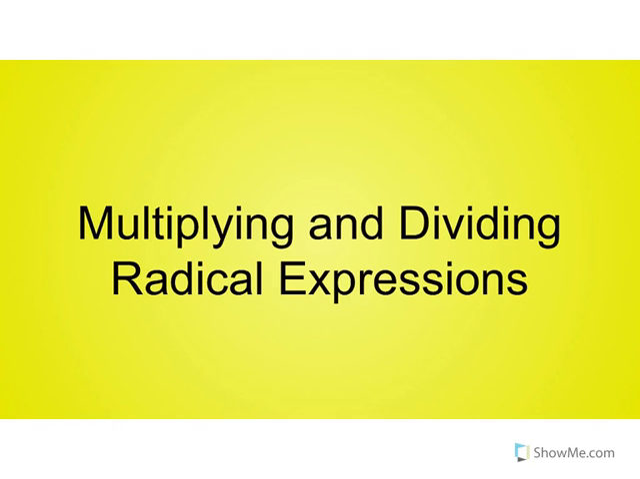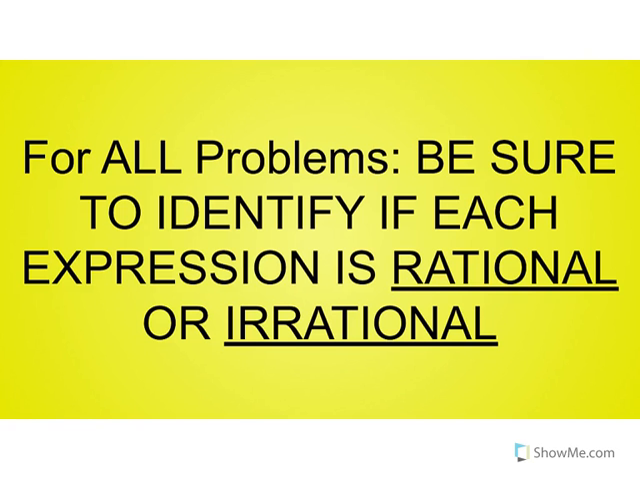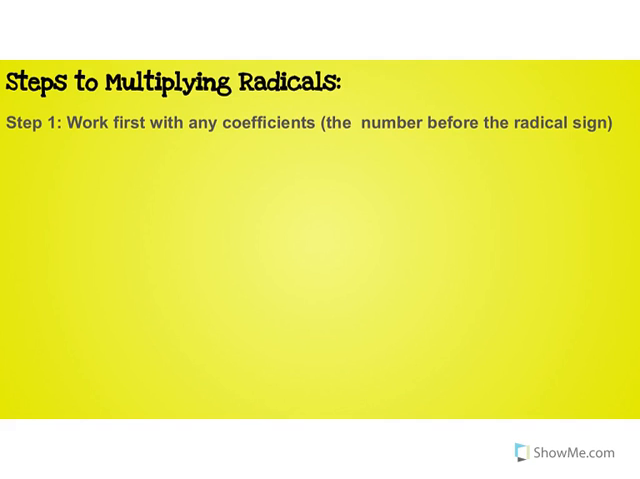Hello everyone, we're going to be talking about multiplying and dividing radicals with variables and cubed roots. So we'll be talking about changing that index to 3. For the first thing, I want you guys to be sure to identify each expression as rational or irrational. That's going to be for every single problem. You're going to make sure that we identify our final solution as rational or irrational.